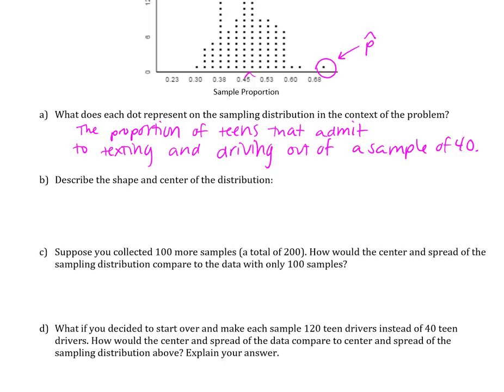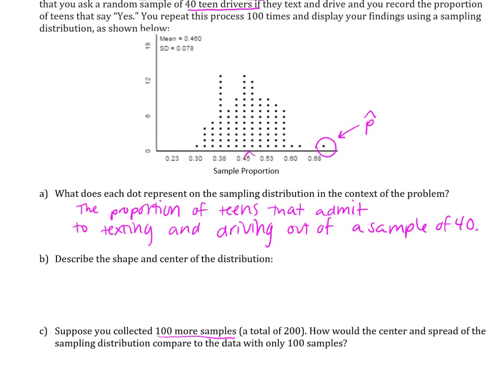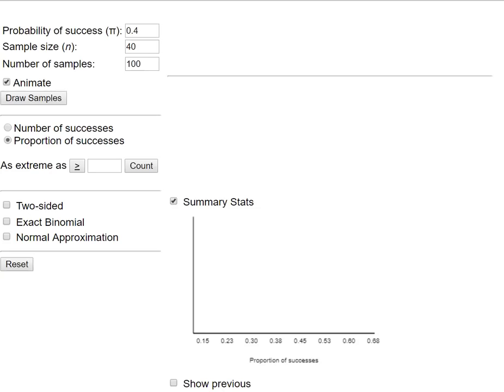Now let's say you collected 100 more samples. How would the center and standard deviation or spread change? Well, it really wouldn't. If you go out and collect more samples, it would just simply fill this in more. It wouldn't really change the mean or standard deviation much at all. All right, to prove this to you guys, I pulled up the simulator just to show you how this works.